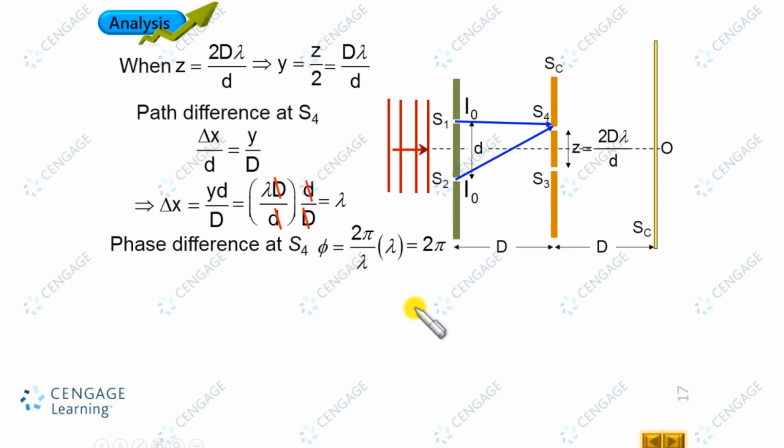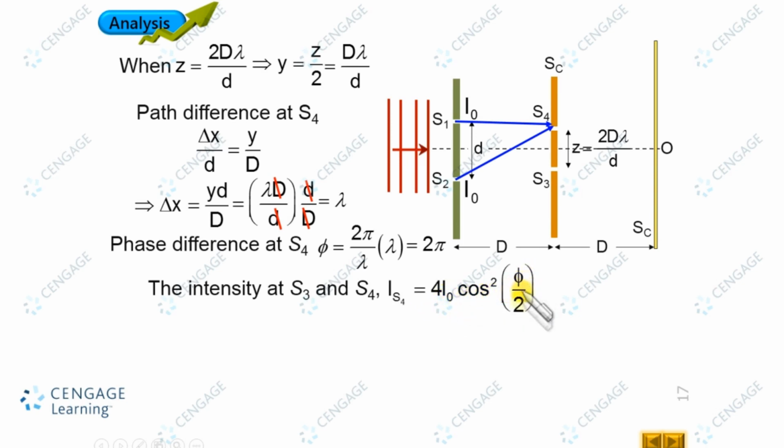Now let us calculate the intensity at S3 and S4. So let us write I S4 equal to 4 I naught cos square phi by 2. Again substitute the value of phi in the same formula. The 2 and 2 will get cancelled. This is cos square pi. Cos pi equal to minus 1 and the square makes it a positive value. So this is equal to 4 I naught. We got the intensity at this point and this point is 4 I naught, 4 I naught.